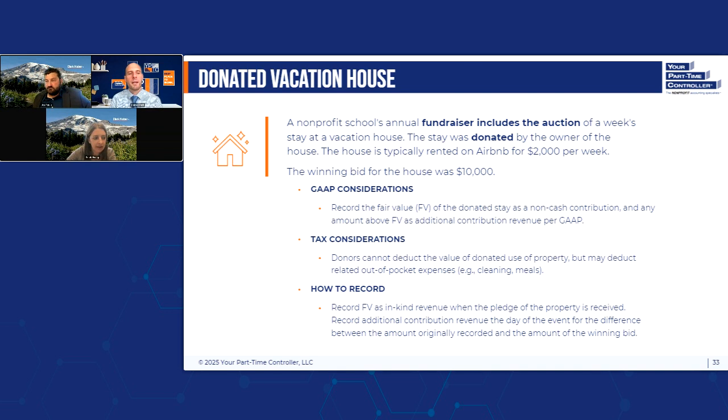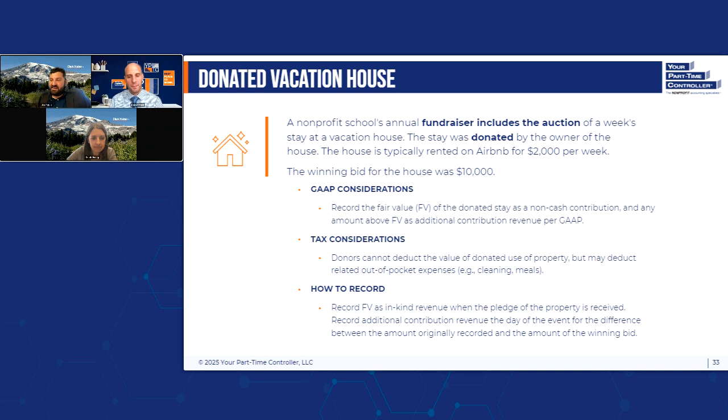All right, our second one, we're going to talk about the donated vacation house. A nonprofit school's annual fundraiser includes the auction of a week's stay at a vacation house. The stay was donated by the owner of the house. The house is typically rented on Airbnb for $2,000 per week. The winning bid for the house was $10,000. Joe, what GAAP considerations are there here?